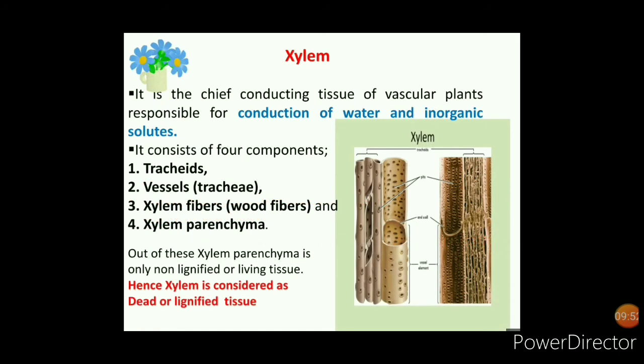First one is xylem. It is the chief conducting tissue of the vascular plant, responsible for conduction of water and inorganic solutes from the soil to the leaf via the roots. It consists of four components: tracheids, vessels or trachea, xylem fibers, also called wood fibers, and xylem parenchyma. Out of these four components, xylem parenchyma is the only non-lignified or living tissue, and the remaining three are lignified or dead tissue. Hence, xylem is considered a dead or lignified tissue.